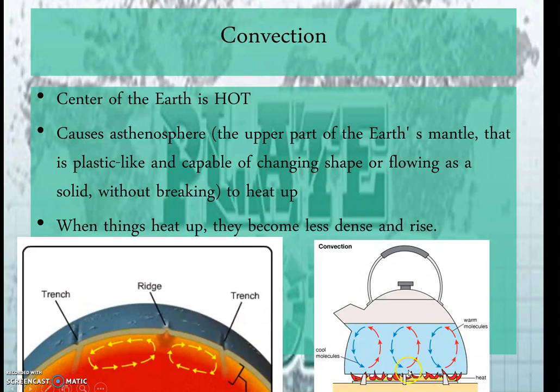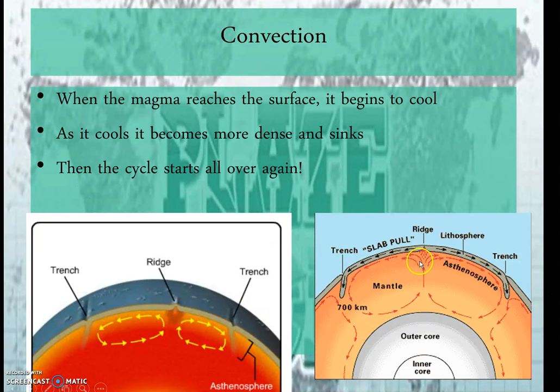When things heat up, just like water, they rise. Just like air, the asthenosphere of the Earth rises. That is because they become less dense. The molecules move further apart, are lighter or less dense, and rise. Exactly what's happening in a tea kettle. If you've ever noticed when water boils, the bubbles go in circles. That's because of convection.